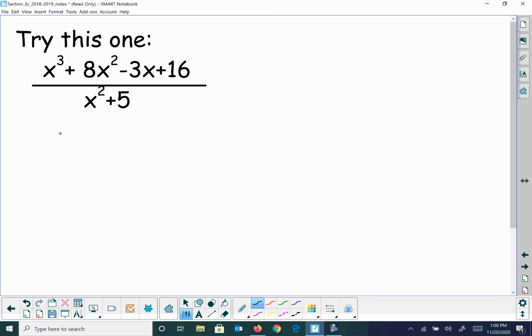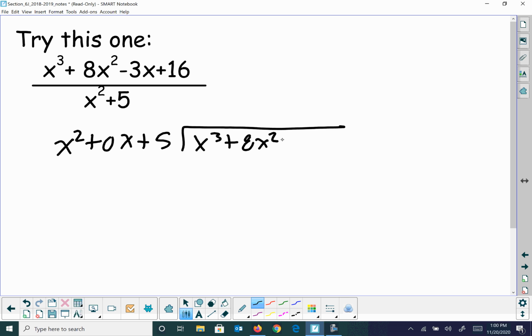All right, so if we try this one. So I'm going to go x squared plus 0x plus 5 is outside. Inside, I'm going to have x to the 3rd plus 8x squared minus 3x plus 16. I don't have any gaps, so I didn't have to put any extra zeros in other than right here. So I have 3 terms, so I'm going to come over to the 3rd term.